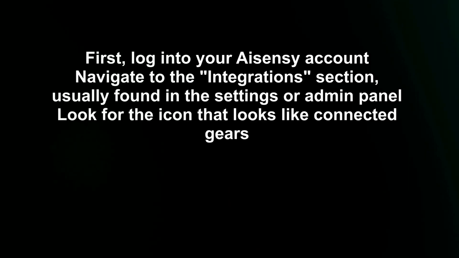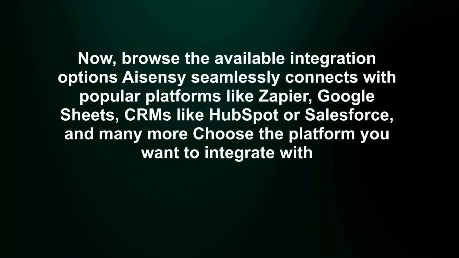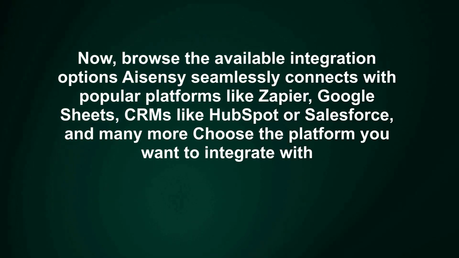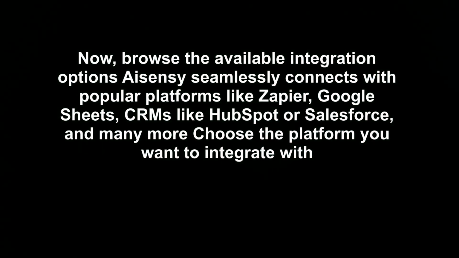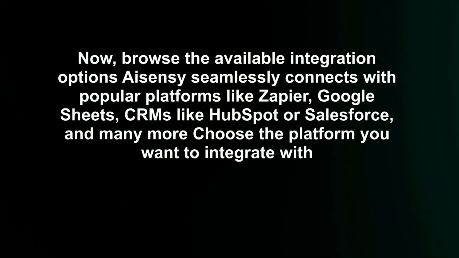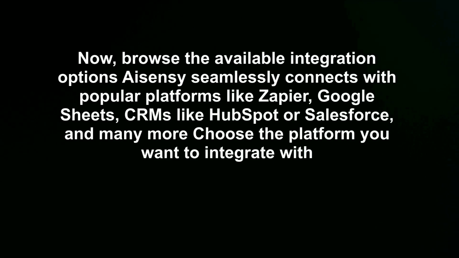Usually found in the Settings or Admin panel, look for the icon that looks like connected gears. Now, browse the available integration options. Aisensy seamlessly connects with popular platforms like Zapier, Google Sheets, CRMs like HubSpot or Salesforce, and many more. Choose the platform you want to integrate with.